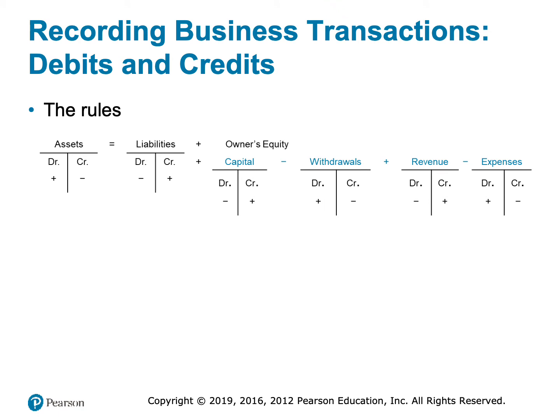So again, this is just a review of the normal balances. We can see that assets, withdrawals, and expenses get increased on the debit side, the left side, and liabilities, capital, and revenues get increased on the credit side, or the right side.